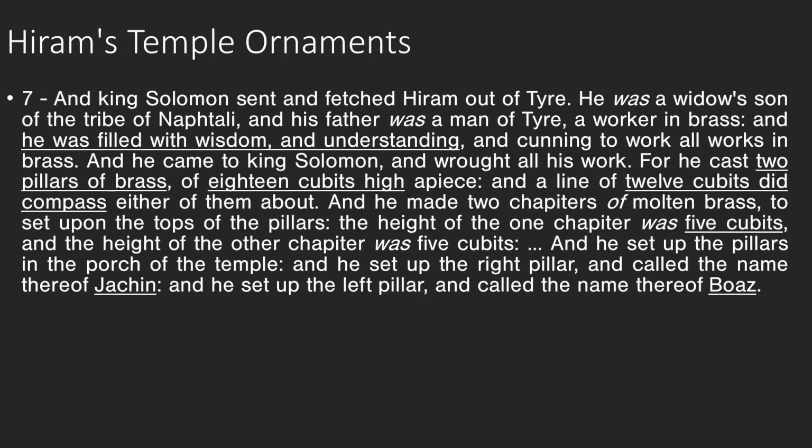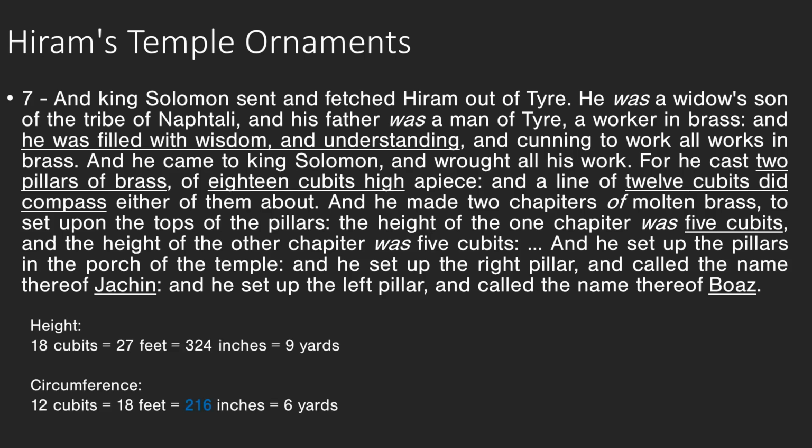Chapter 7 begins, "And King Solomon sent and fetched Hiram out of Tyre. He was a widow's son of the tribe of Naphtali, and his father was a man of Tyre, a worker in brass. And he was filled with wisdom and understanding, and cunning to work in all works of brass. And he came to King Solomon, and wrought all his work. For he cast 2 pillars of brass of 18 cubits high apiece, and a line of 12 cubits did compass either of them about. And he made 2 chapiters of molten brass to set upon the tops of the pillars. The height of the one chapiter was 5 cubits, and the height of the other chapiter was 5 cubits. And he set up the pillars in the porch of the temple, and he set up the right pillar, and called the name thereof Jachin, and he set up the left pillar, and called the name thereof Boaz."